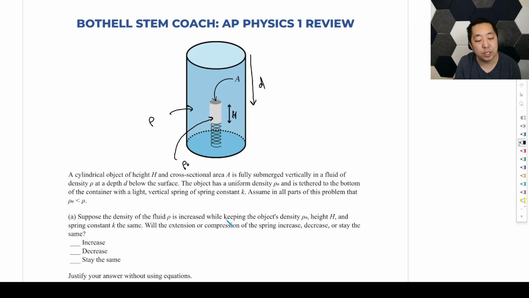Suppose the density of the fluid is increased while keeping the object's density rho 0, height h, and spring constant the same. Will the extension or compression of the spring increase? So first of all, it's an extension. Let's look at our free body diagram. Let's just draw our free body diagram.